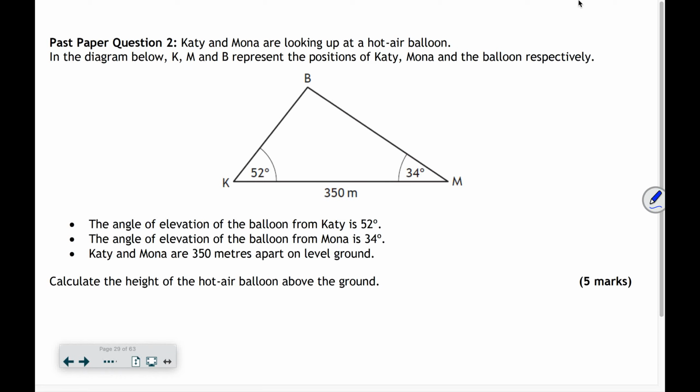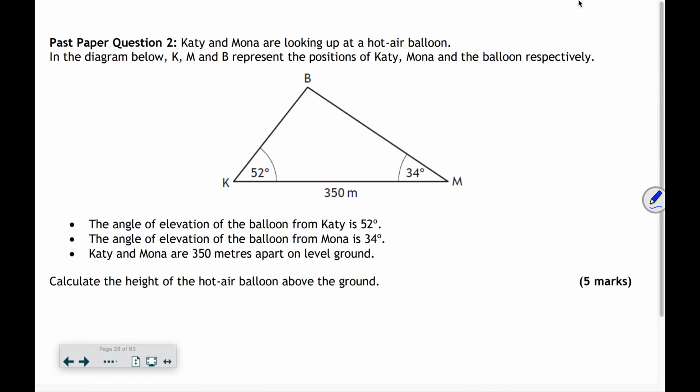Past paper question 2. This one is worth 5 marks, and that's the biggest amount of marks that they can ask you in a question in a National 5 paper. Katie and Mona are looking up at a hot air balloon. In the diagram below, K, M and B represent the positions of Katie, Mona and the balloon respectively.